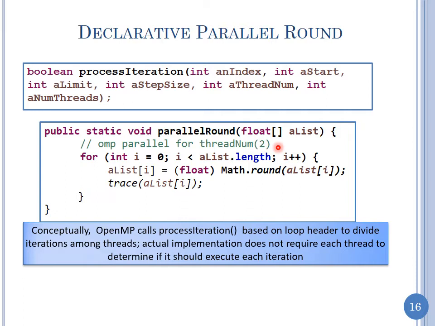Conceptually, that's not what it actually does. It essentially calls process iteration and computes those elements automatically based on information it has. It knows which thread is executing at any one time, and it derives this information from the for loop.